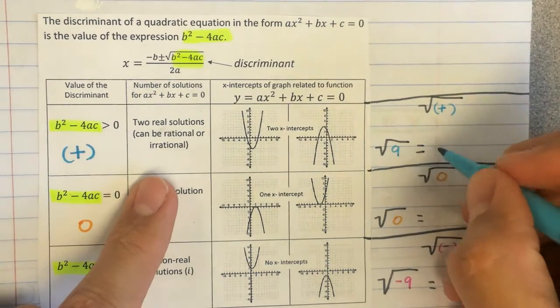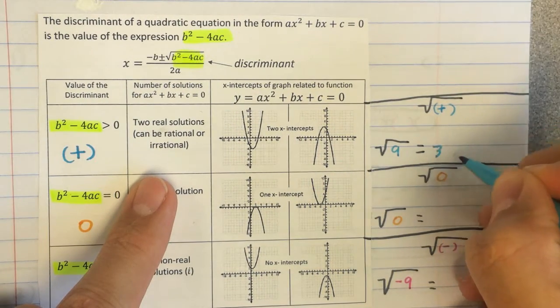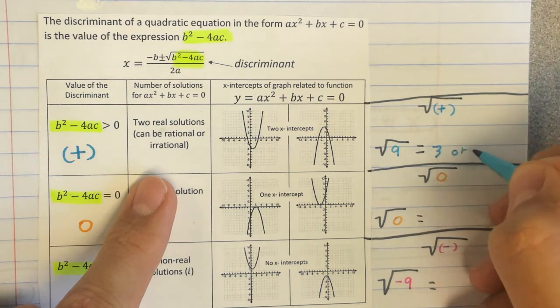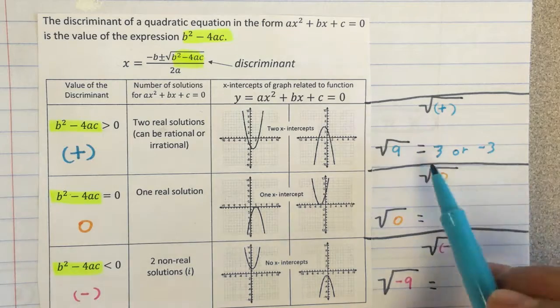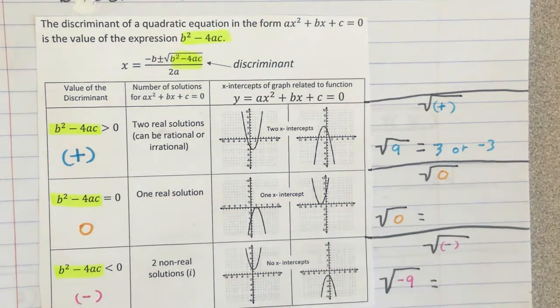The square root of 9 has a value of 3, or it can be -3. The square root of 9 has 2 different values. That's where that plus or minus comes in. That's why I say plus or minus.